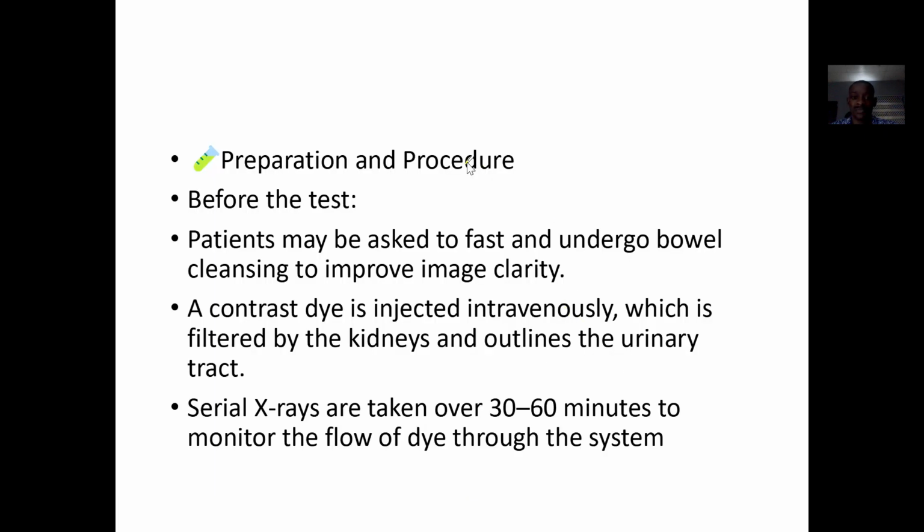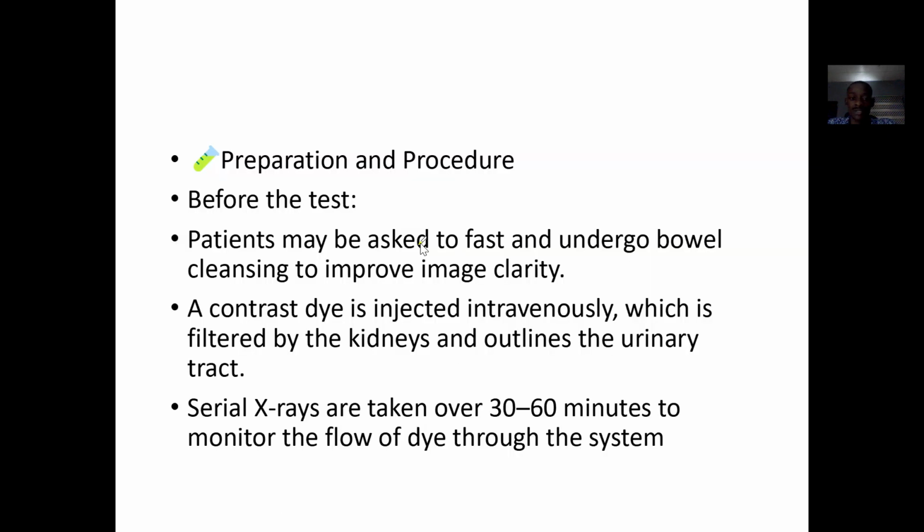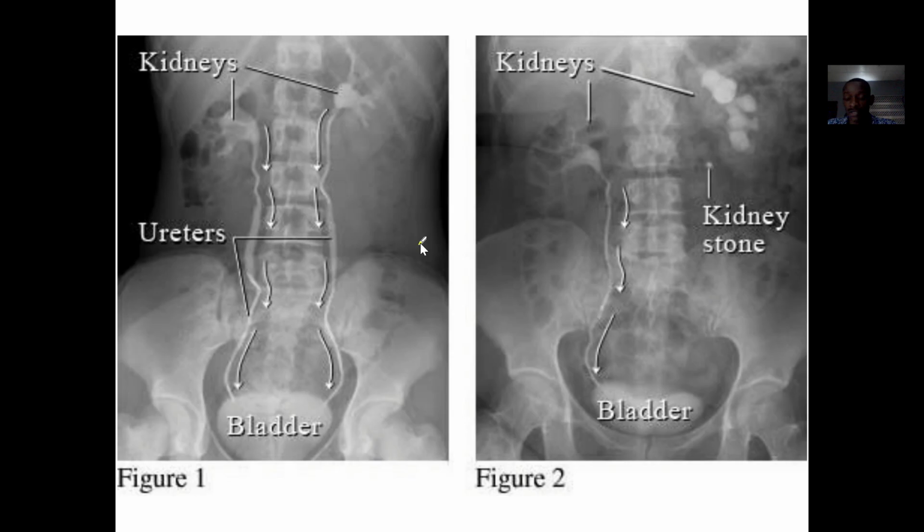The preparation and procedure is that before the test, the patient may be asked to fast or undergo bowel cleansing to improve image clarity. A contrast dye is then given through the veins, like I showed you in that picture. Then for the x-rays, they allow about 30 to 60 minutes for the dye to go around. By that time it has gone around to the kidney, and then you basically do the imaging.